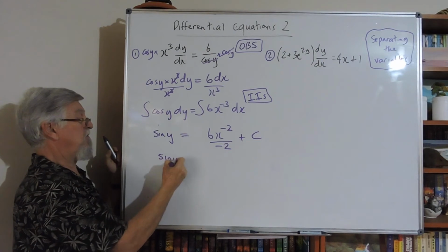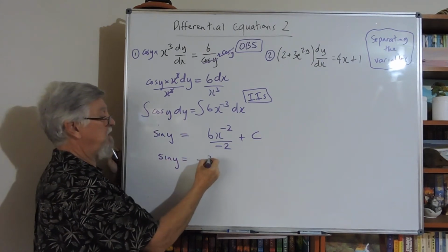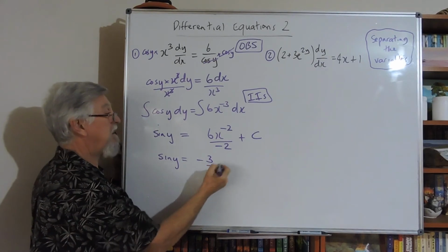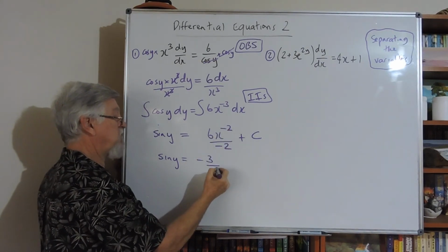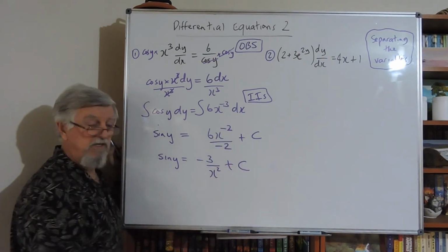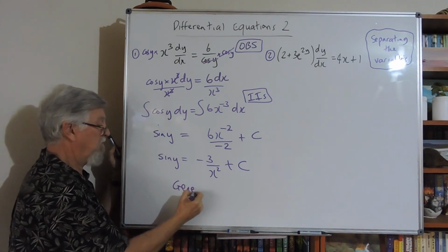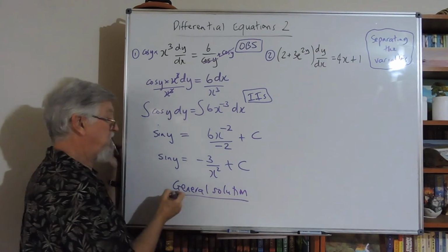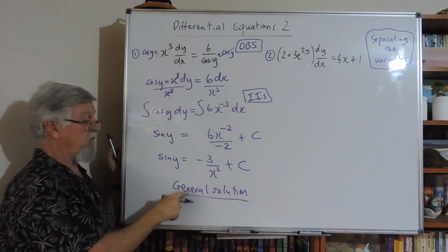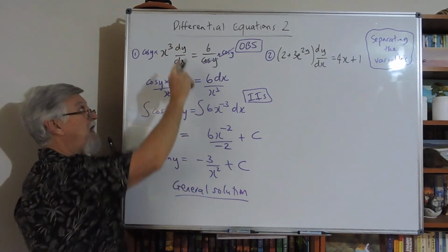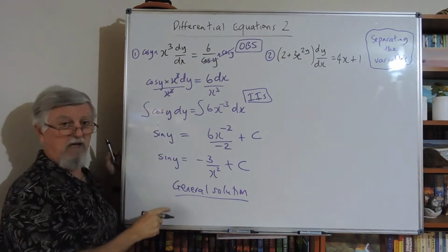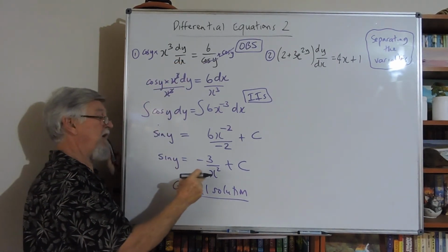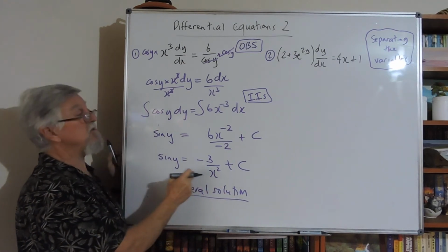So now we've got sine y is minus 3, and then the x to the minus 2 goes back to the denominator, and it changes sign, so that's x squared there plus c, and there's our general solution to the equation that we had up here. So in other words, general solution means that we've taken the dy and the dx out of the question. Now we've written the equation as a relationship between the x's and the y's.